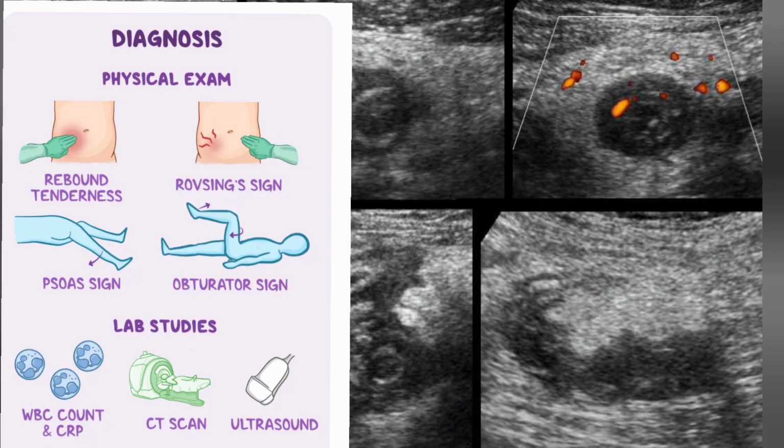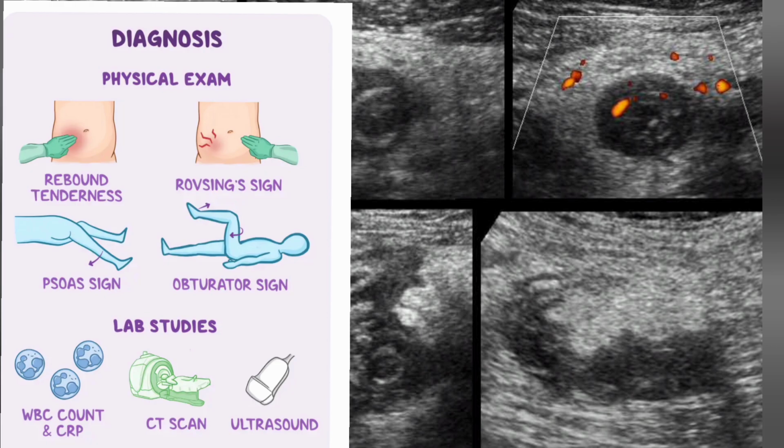In the psoas sign, when the hip joint is overextended, there would be pain. And the obturator sign is that when the hip joint is flexed with the flexed knee, the patient will feel pain. After the physical examination, the first important thing is the WBC count in the CBC, and the easily available ultrasound.